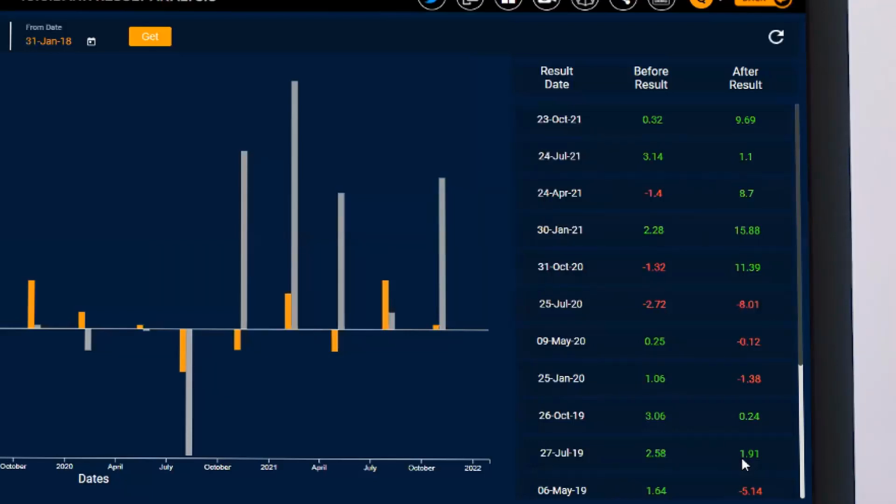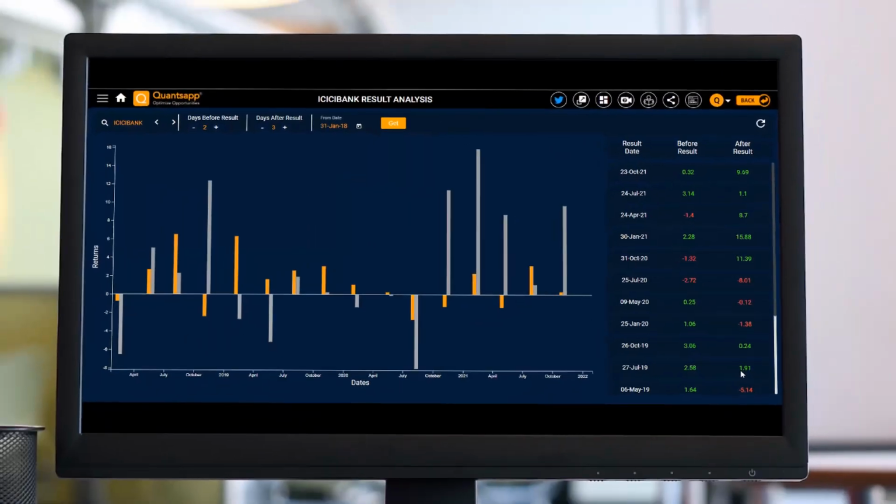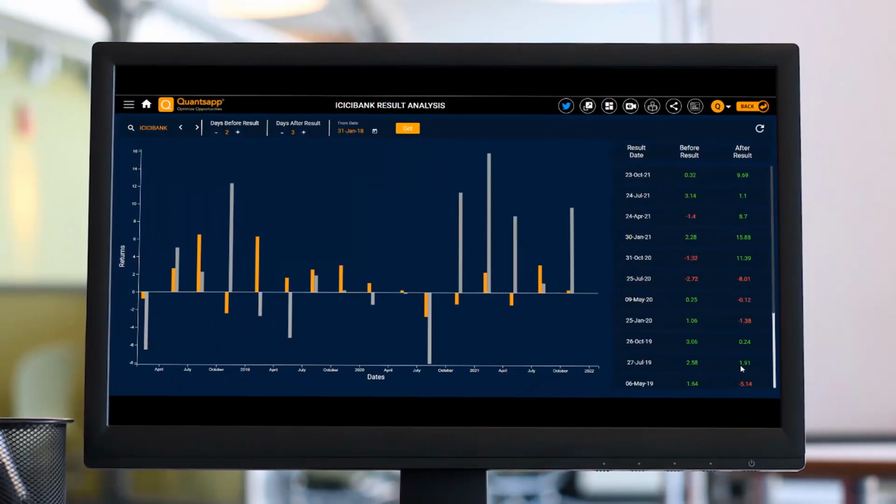So using result analysis, what we can easily do is, first, identify whether there is a pattern in an instrument n number of days before and after the result or not. Second, we can check whether the instrument gets volatile post its result or not. A lot of participants practice the strategy of placing a short strangle or a short straddle, naked ones, once the stock announces its result, because the IVs take a cool down approach.